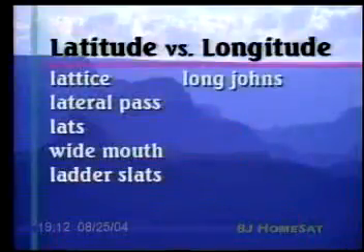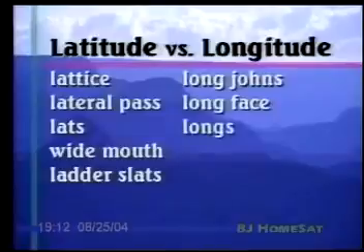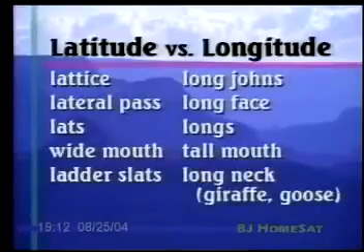For longitude, you might think of long johns going down your legs, or a long face. Somebody's a long, narrow face. Longs, which are those long muscles going the other direction. Think of a tall mouth, or a long neck like a giraffe or a goose. But your longitude is going this way, so think of long neck or long face or long mouth, and your latitude is going this way, so think latitude, ladder, or whatever it is that you need to think of, so that you don't get those two confused.